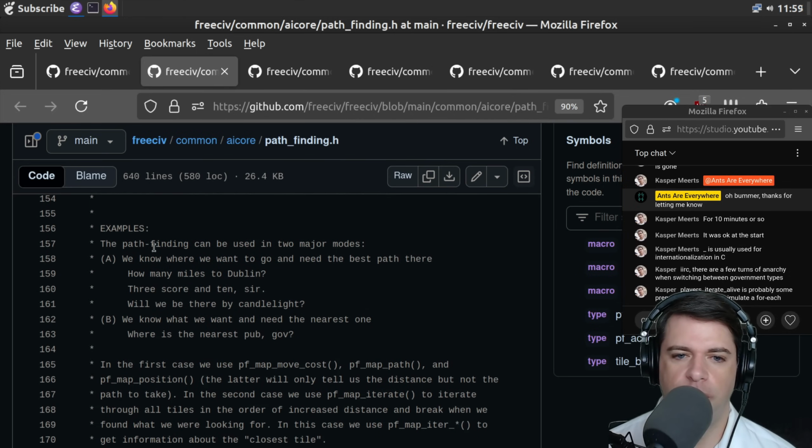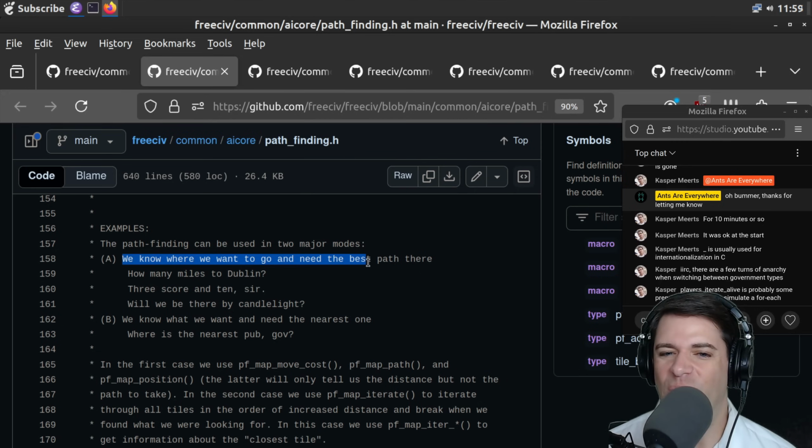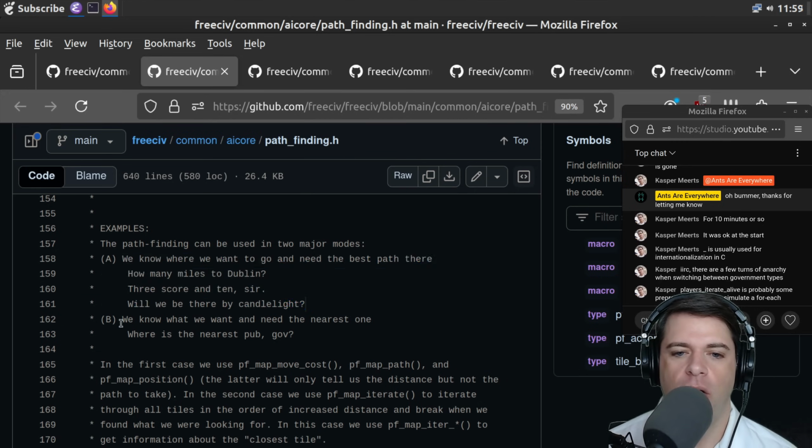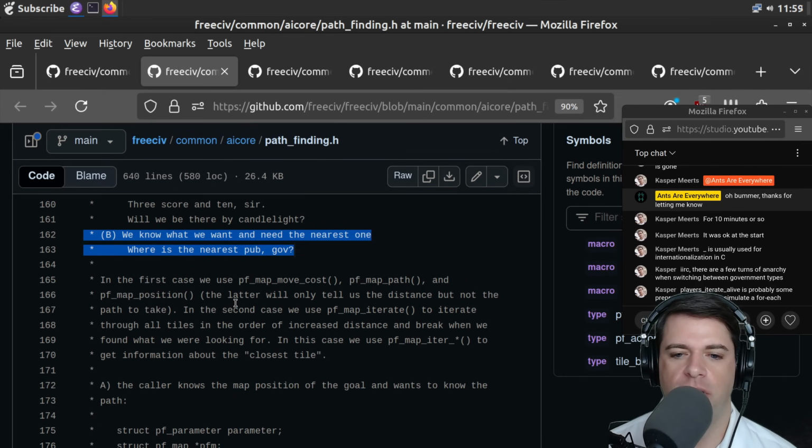Pathfinding can be used in two major modes. We know where we want to go and need the best path there. How many miles to Dublin? Three score and ten. Okay, etc. Or we know what we want and need to go to the nearest one. For example, where's the nearest pub?